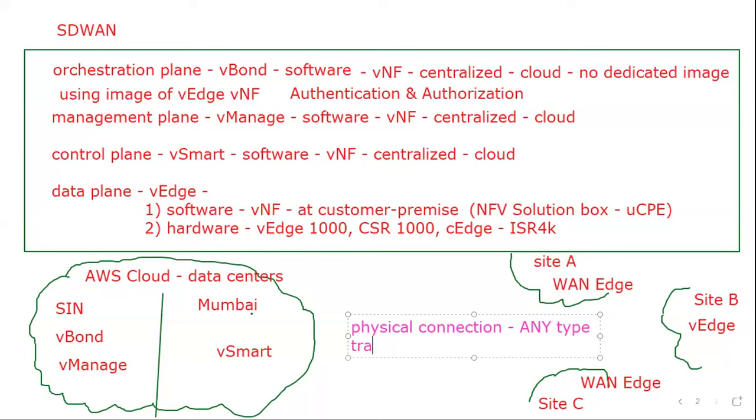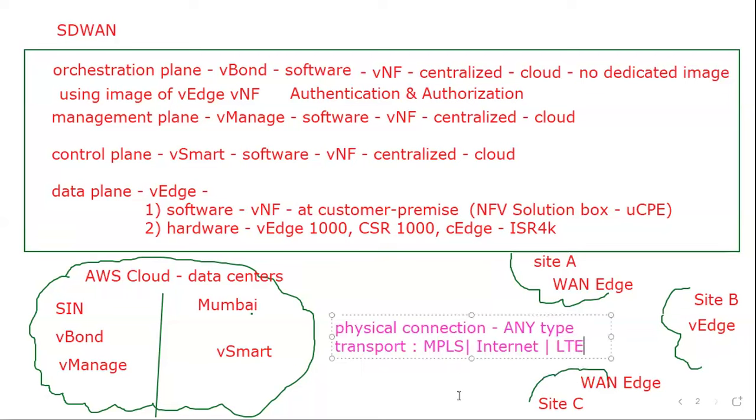So the terminology is now here, any type of transport. It could be MPLS. It could be Internet. It could be what you guys are saying, 3G, 4G, 5G, 6G, LTE, right? So I can say all this, any type of transport for the physical connections, right?